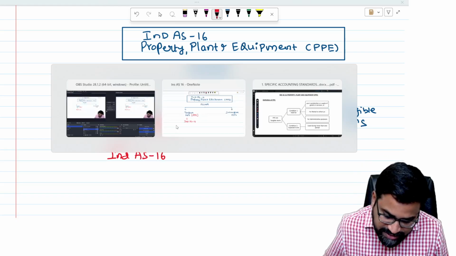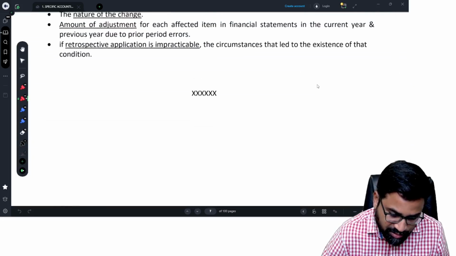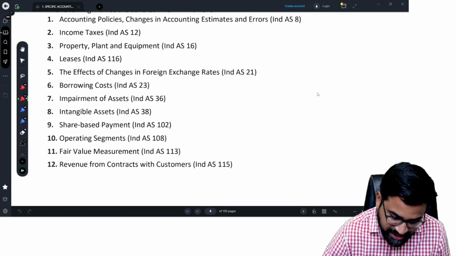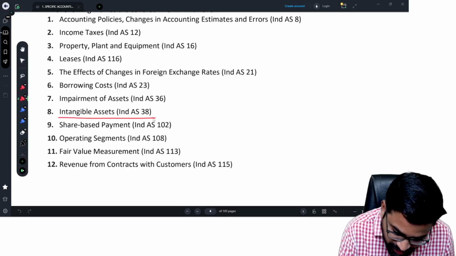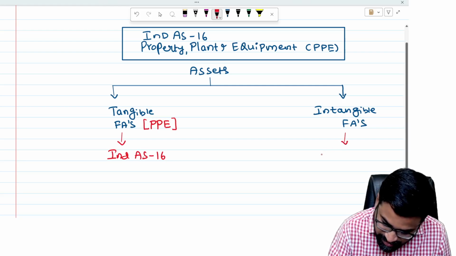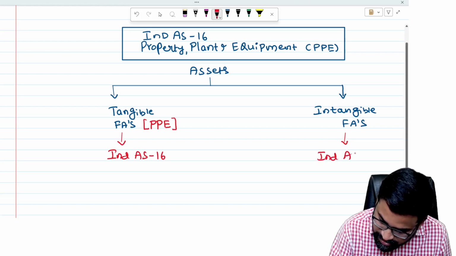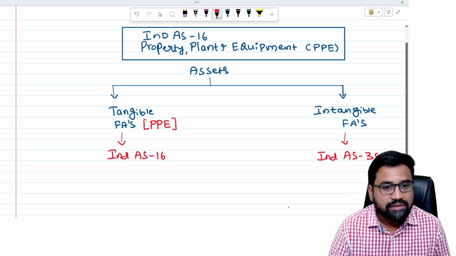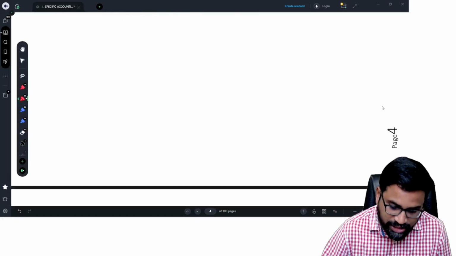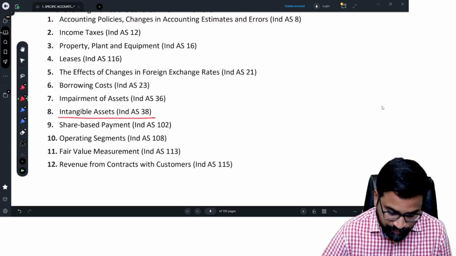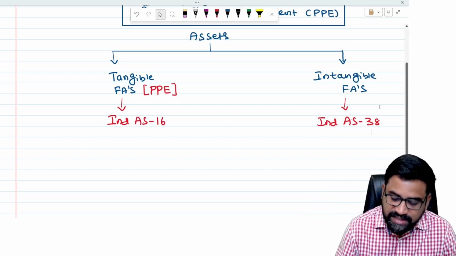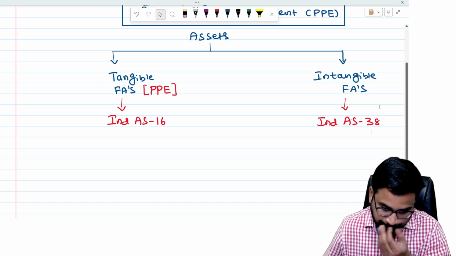For intangible assets, there is a separate accounting standard which exclusively deals with intangible assets. See here, Ind AS 38. So for intangible assets, we have Ind AS 38. I think this standard is not there in your syllabus. We have only 12 standards in CMA final level. So we have Ind AS 16, but for intangible fixed assets, there is a separate standard, Ind AS 38. Okay.